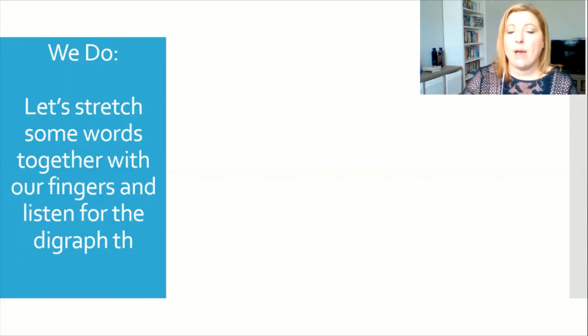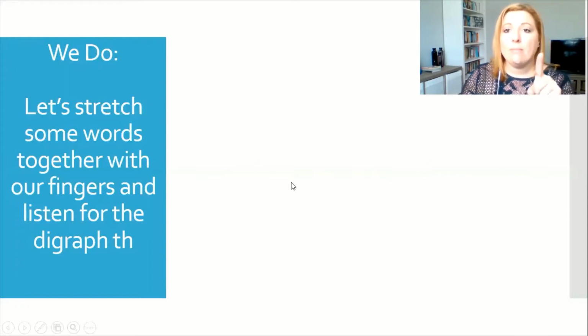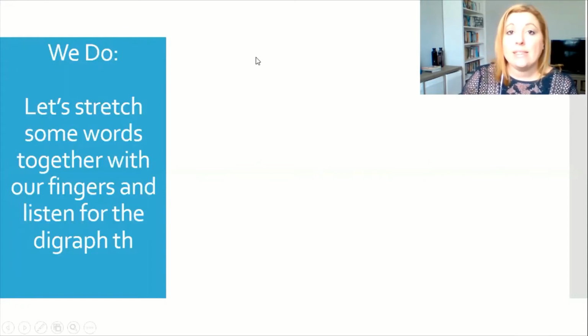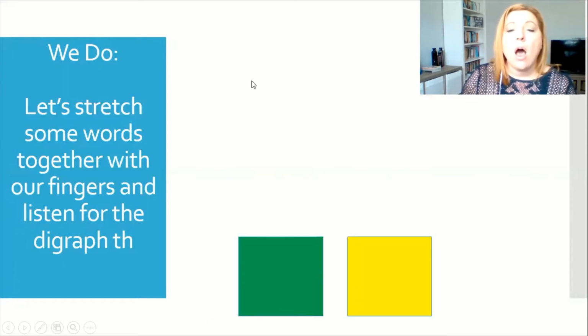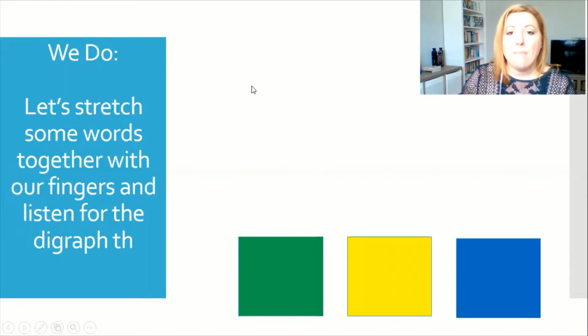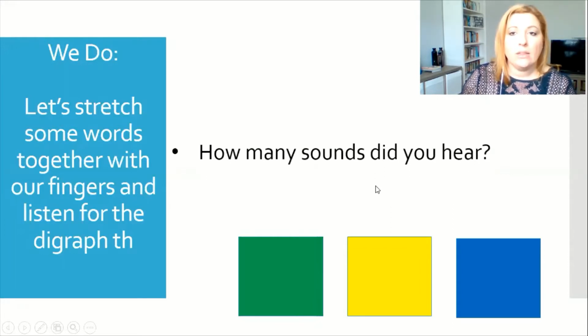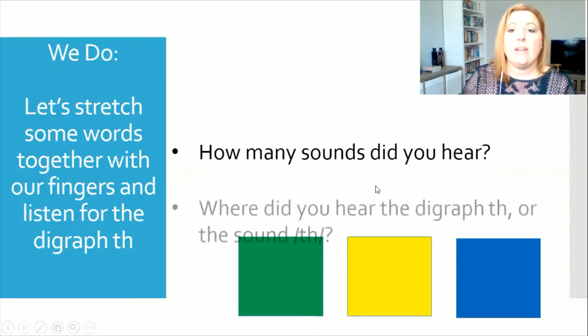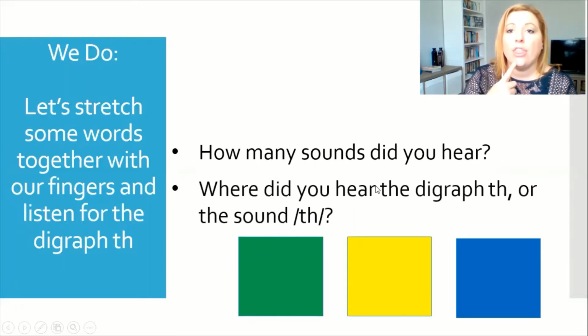Let's try it with the sound boxes and make sure. As you see the sound boxes pop up, make sure that you say the sounds. You ready? Moth. Moth. All right, 3 sound boxes, 3 sounds. Now, where did you hear the digraph TH or that sound?